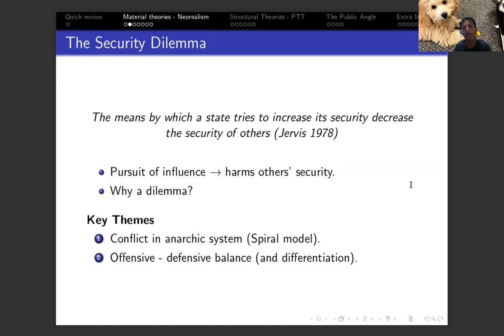Another important aspect in this case is the offensive-defensive balance, as I talked about on Tuesday, and I'll get to that later today. And that's the balance between those two types of capability, as well as the differentiation.